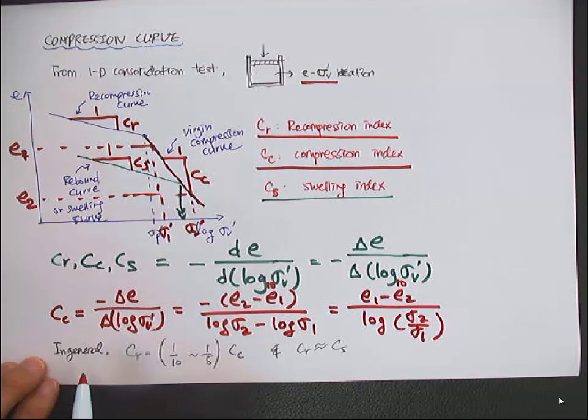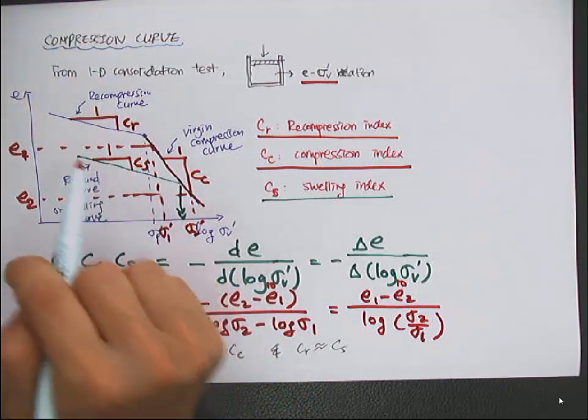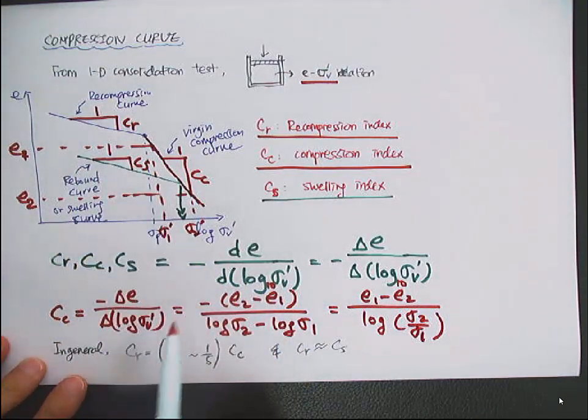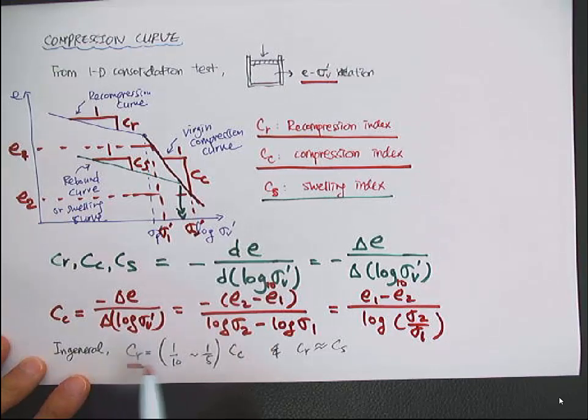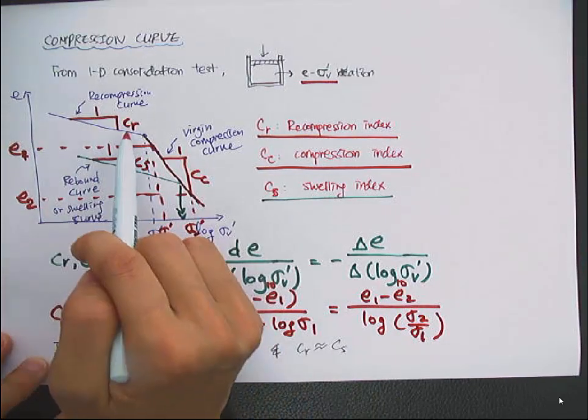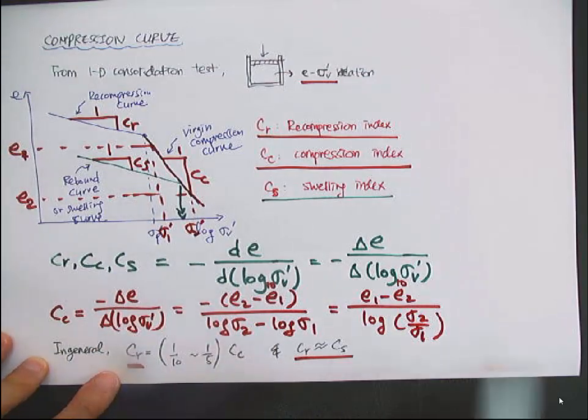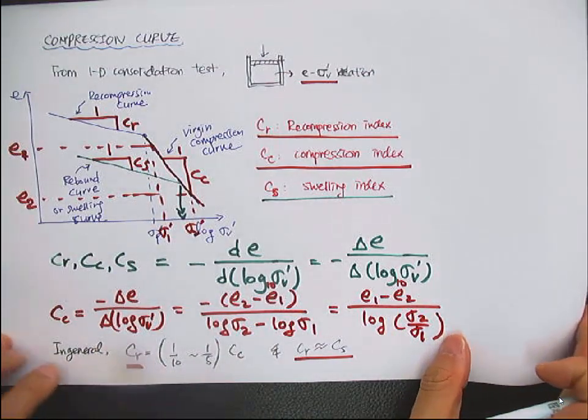In general, as you can see, the recompression index is much smaller than the compression index. So one tenth or one fifth of the compression index is the range of the recompression index. And the recompression index is quite similar to the swelling index, CR and CS.